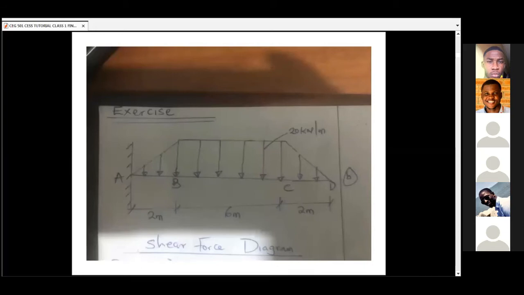So the first question is this. This question is pretty simple, but from the man's perspective, there are ways he wants us to derive our bending moment and shear force diagram. So we are going to start with this span CD. Okay, the shear force of the span CD.